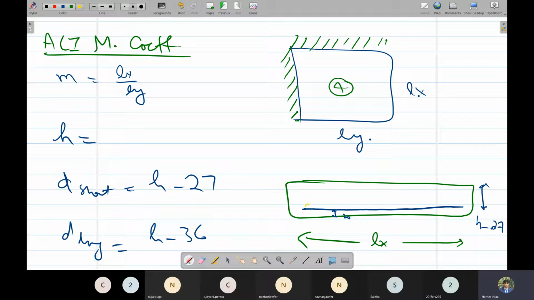For the longer direction, we place steel above the shorter direction steel like this, so its effective depth would be reduced, so it would be h minus 36. Okay, so in the shorter direction we provide this bottom steel, and in the longer direction we provide bottom steel on top of the shorter steel.